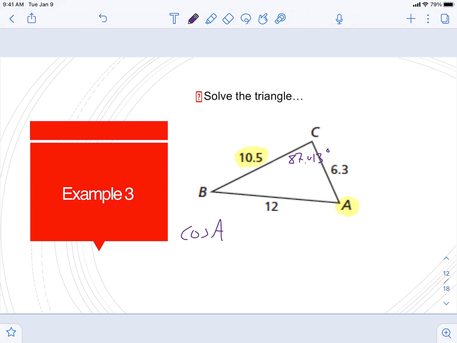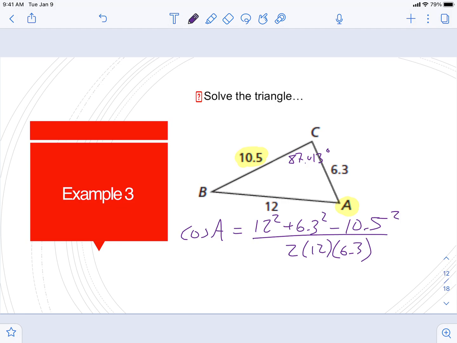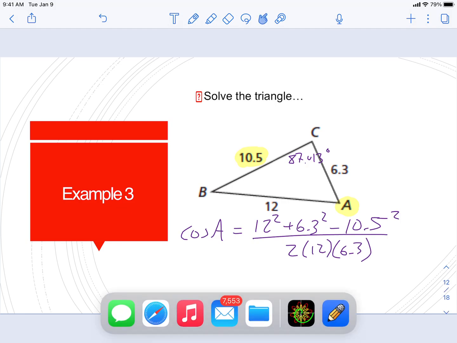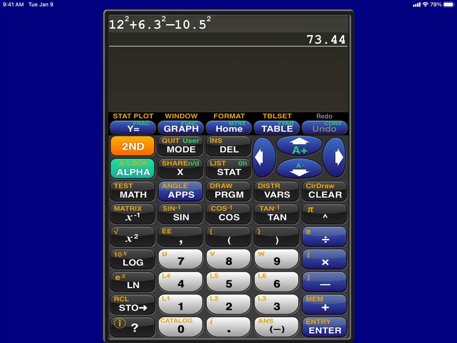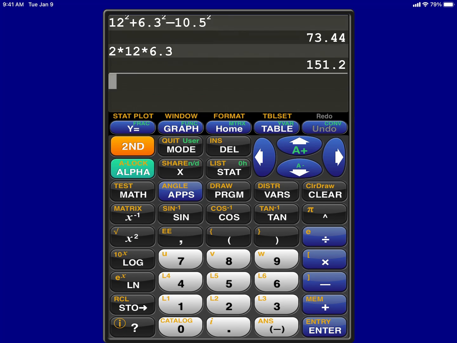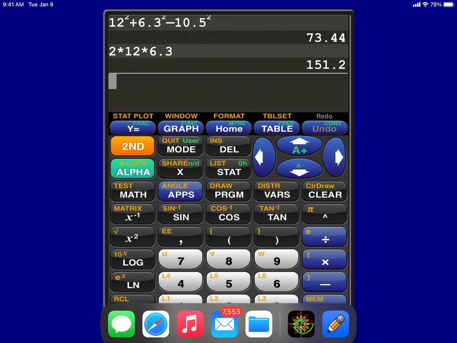So cosine of A is going to be equal to 12 squared plus 6.3 squared, the other two sides, minus 10.5. So again, if this is A, this has to be side A, and it has to be squared, over 2 times 12 times 6.3. And again, I'm going to plug this in parts. So now we've got 12 squared plus 6.3 squared minus 10.5 squared. And then the bottom was 2 times 12 times, not divided by, times 6.3. And so those are the two values for my fractions, 73.44 and 151.2.